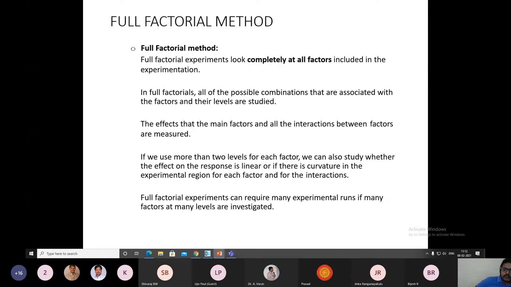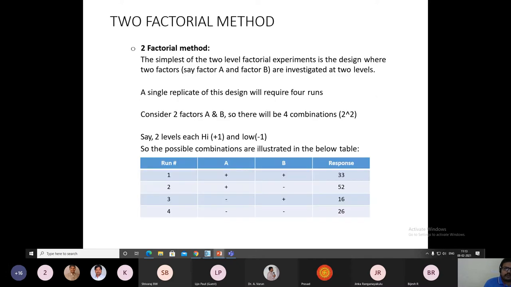You can observe this from the literature, and also from your experiments, whether you are getting a linear response or curvature. If you are getting curvature, then you will find the optimum level and optimum factor. And if you are getting linear, then you can think of the response and the experimental conditions, and how the interaction is going to affect each factor. Full factorial experiments can require many experimental runs if many factors at many levels are investigated, right? That depends on your problem. If you have more factors and more levels, then you will get more experiments when you go for a full factorial method, right?